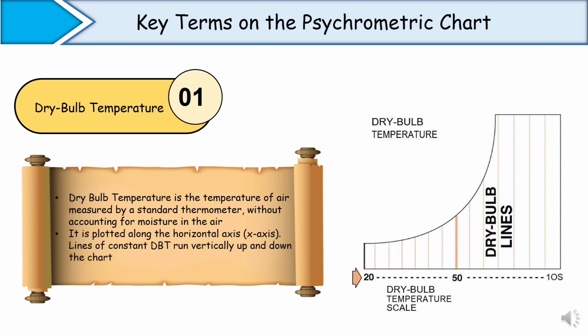Now let's see how to represent the dry bulb temperature on the psychrometric chart. It is plotted along the horizontal axis. Lines of constant DBT run vertically up and down the chart. Can you see? In the psychrometric chart, this vertical line represents the dry bulb temperature, like 20 or 50 degrees Fahrenheit or degrees Celsius. So this vertical line represents the dry bulb temperature.